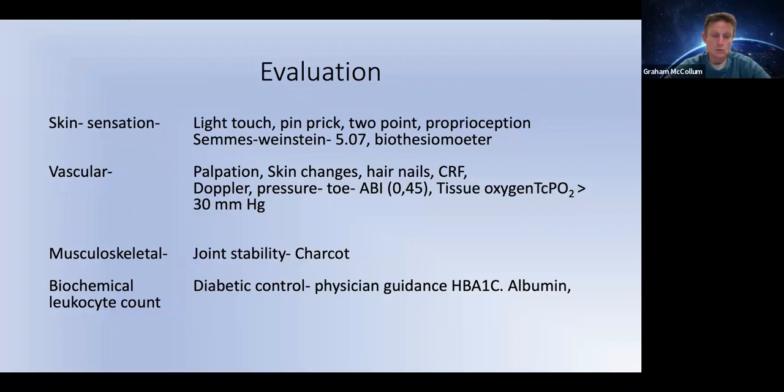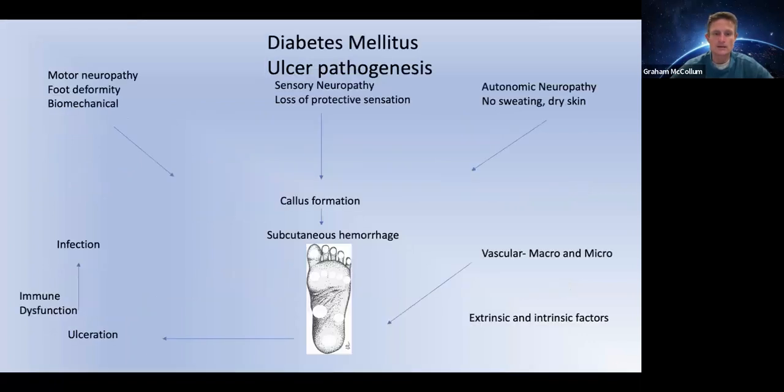And then when it comes to assessing for neuroarthropathy, you've got to check for joint stability, swelling, deformity. And then, of course, for any contracture of the Achilles tendon or weakness of tibialis anterior and anything that causes increased pressure or loading or deformity. And then the physician, with your guidance, can manage their diabetic control.